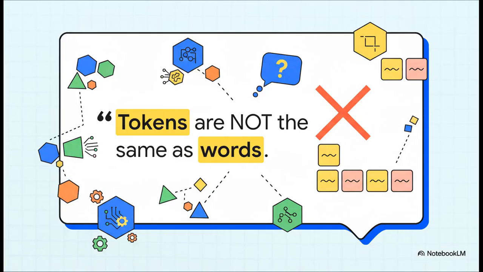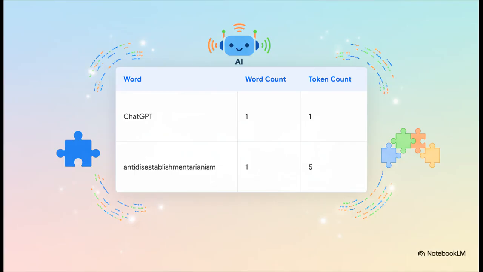And this right here, this is the most important thing to get your head around. If you remember just one thing from all this, make it this one. Tokens are not the same as words. You can't just do a word count and call it a day. It doesn't work like that. Let me show you a perfect example.